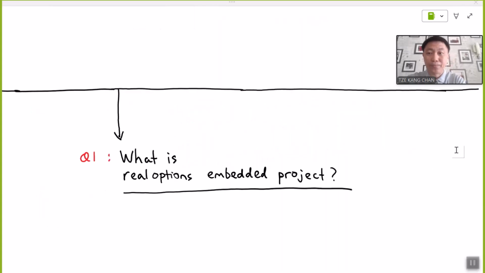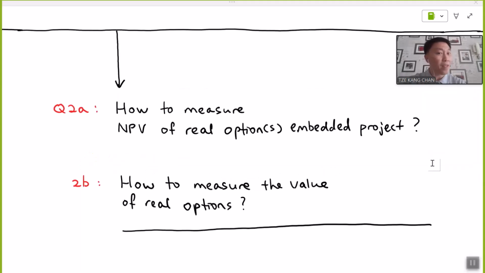In this video, I will start by talking about what exactly a real options embedded project is. This is followed by how we measure the financial payoff, such as the net present value, of such a project. Then we measure the value of such real options that are present. Lastly, the video will take you through demonstrations using a selected past exam question to apply all the models and techniques relevant to these matters.